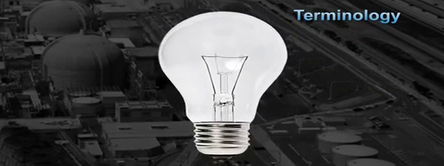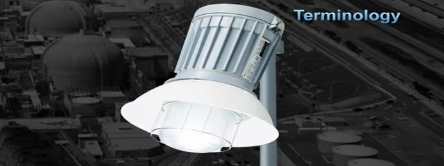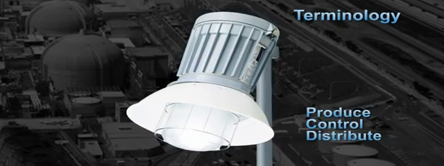The lamp is the light source, including the inner parts and the outer bulb or tube. The term luminaire is the technical term for what most people call a light fixture. This complete lighting unit is used to produce, control, and distribute light.